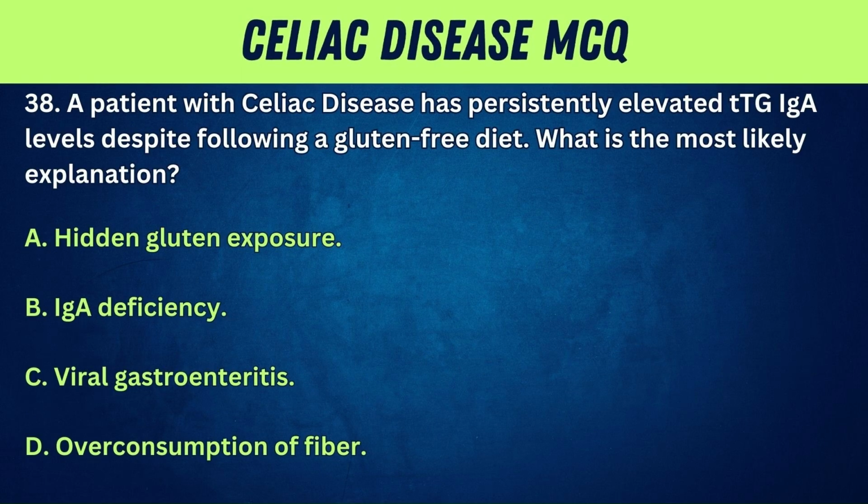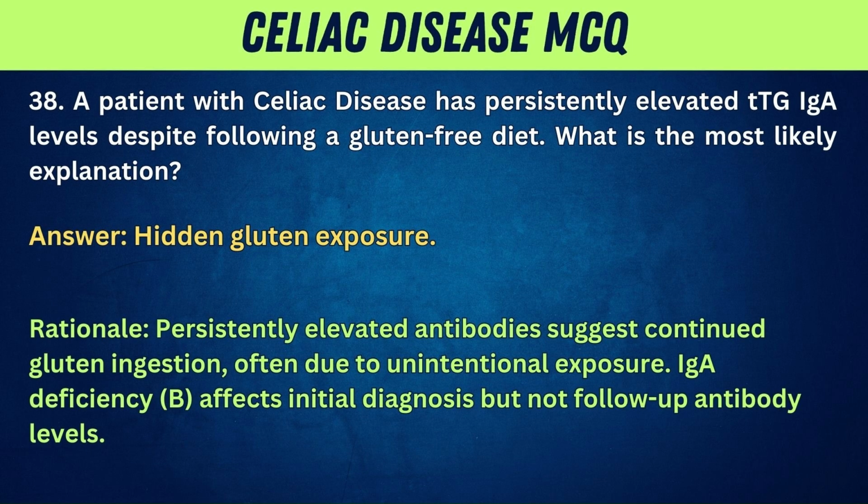38. A patient with celiac disease has persistently elevated TTG-IgA levels despite following a gluten-free diet. What is the most likely explanation? A. Hidden gluten exposure. B. IgA deficiency. C. Viral gastroenteritis. D. Overconsumption of fiber. Answer: hidden gluten exposure. Rationale: persistently elevated antibodies suggest continued gluten ingestion, often due to unintentional exposure. IgA deficiency, B, affects initial diagnosis, but not follow-up antibody levels.